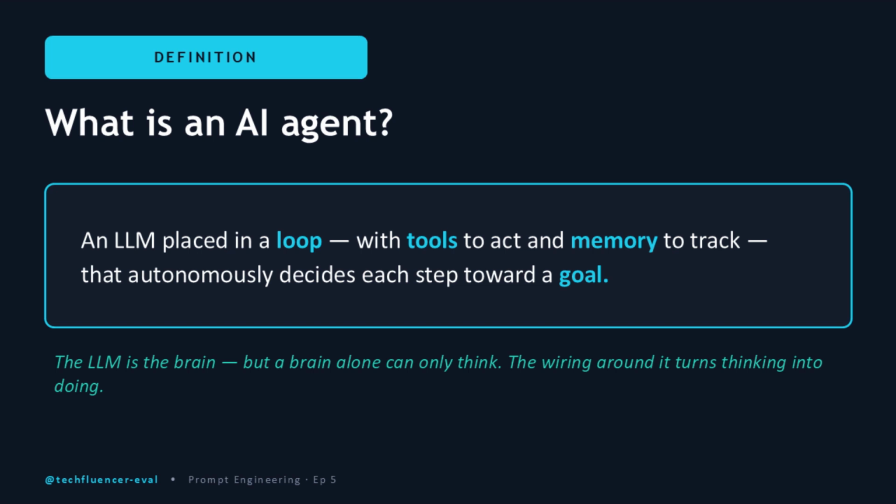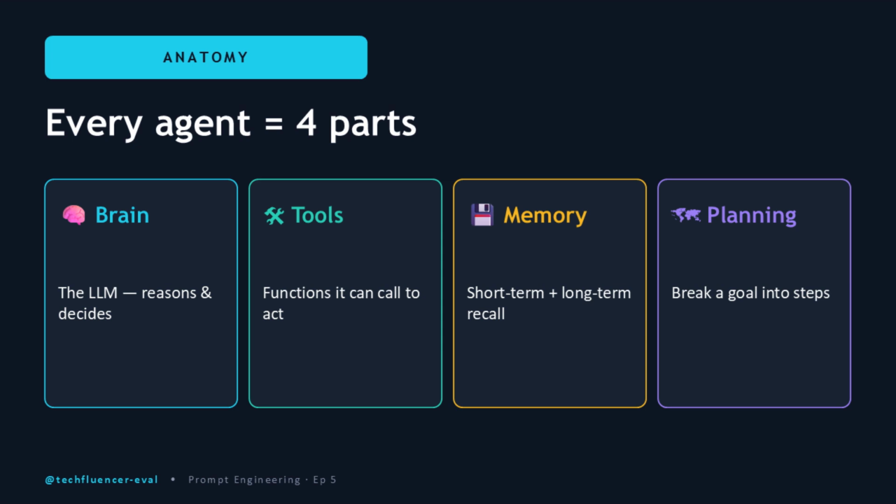So here's the definition to hold on to. An AI agent is a language model placed inside a loop, given tools to act in the world and memory to track what's happening, that autonomously decides each next step to accomplish a goal. The LLM is the brain, but a brain alone can only think. What turns thinking into doing is everything we wire around it. Let's look at those parts.